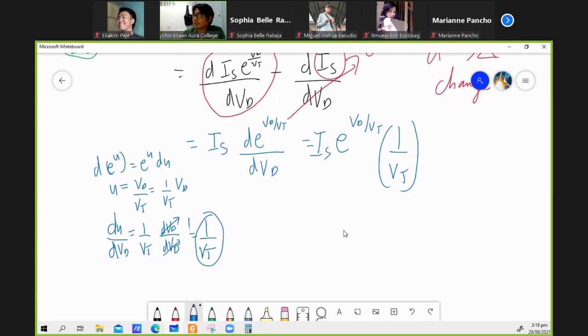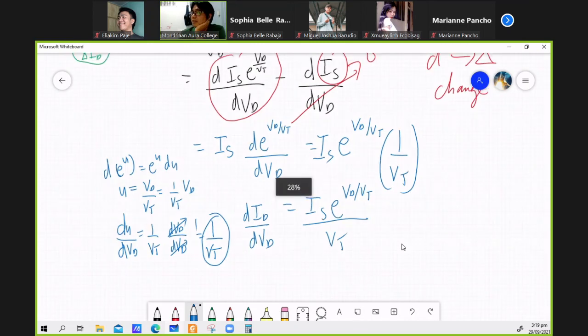Okay, we can simplify this one. This is I sub S times E raised to VD over VT, over VT. This is equal to the derivative of ID with respect to the derivative of VD. Pero hindi pa dyan nagtatapos.